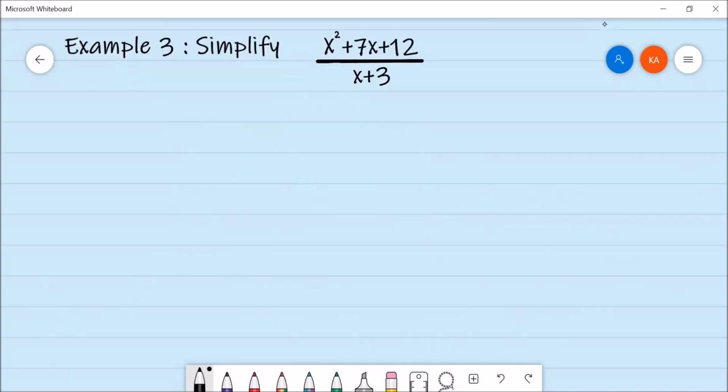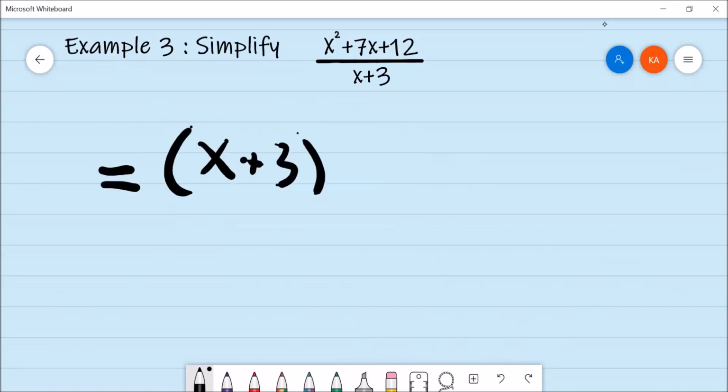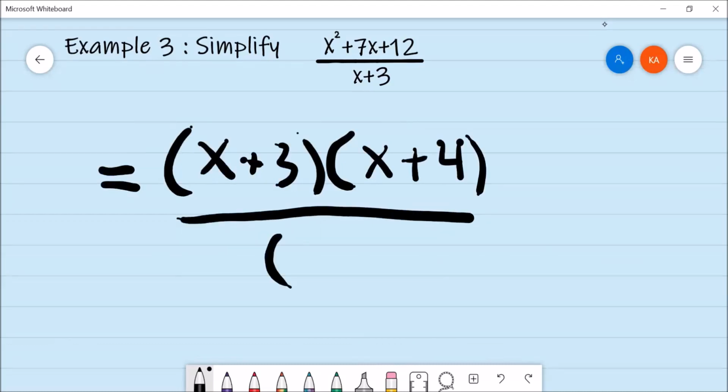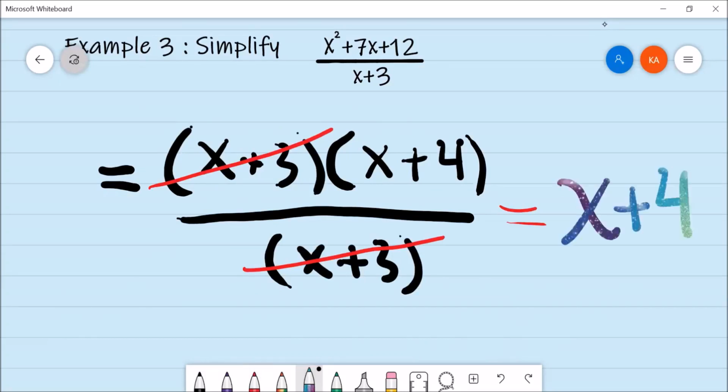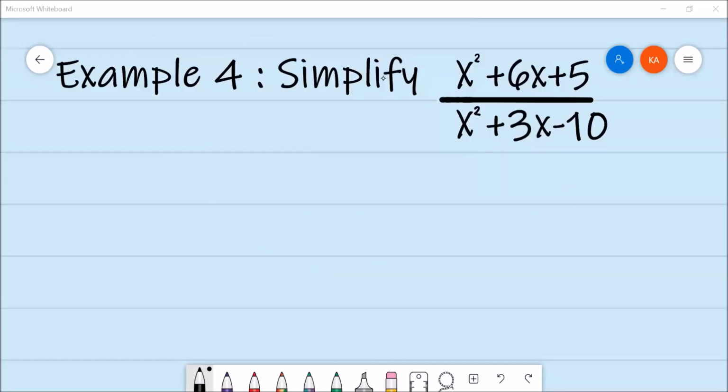Let's go back to our algebraic fraction. We can write the numerator as x plus 3 times x plus 4 over x plus 3. Now we can cancel the common factors to get the final answer. Cancel x plus 3 and x plus 3. The final answer is x plus 4.